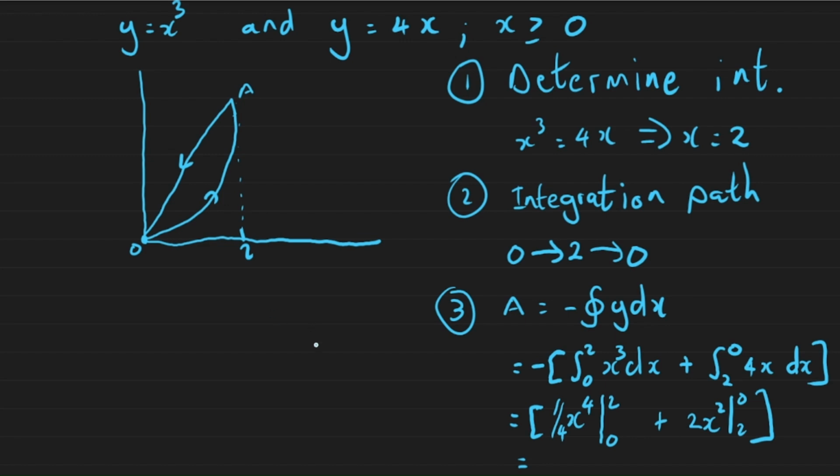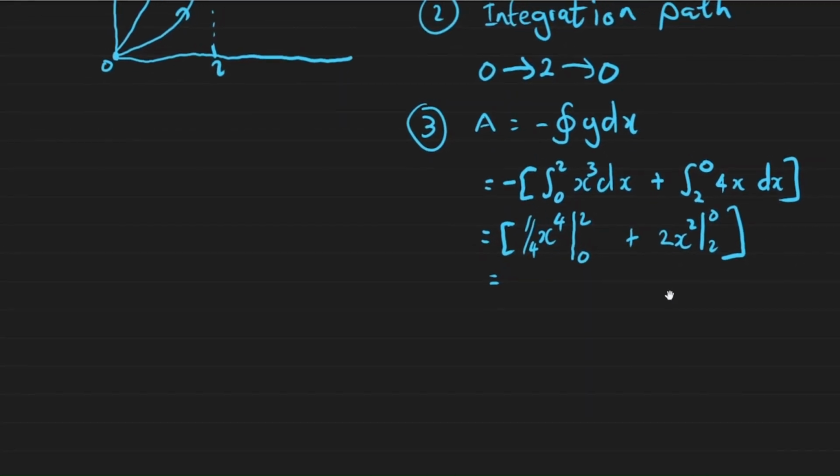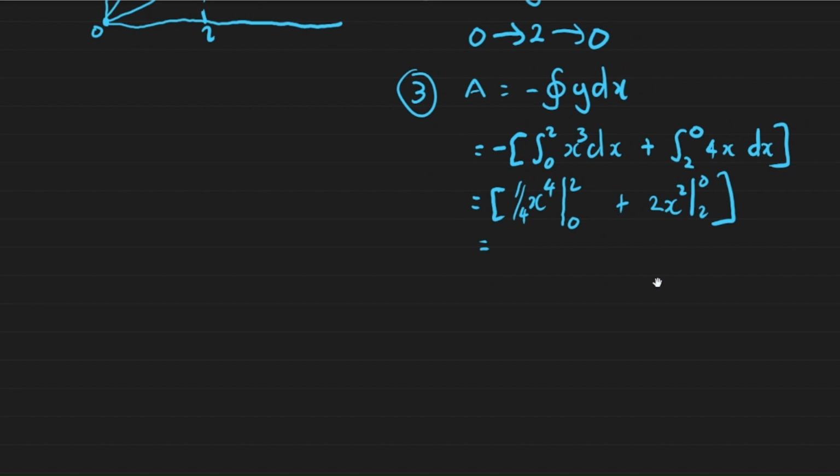So this is something that's not difficult to compute. 2 to the power 4 is 16. 16 divided by 4 is 4. Don't forget to put the minus in front. So we have minus 4, and then we have 2 squared. 2 squared again is 4, and remember it's minus now. So when we put in 0, the first term is 0, so the second term is minus 2 squared, which is 4. 4 times 2 is 8.